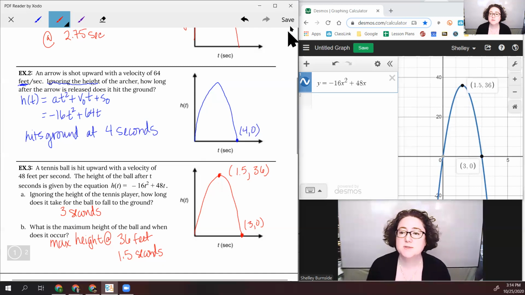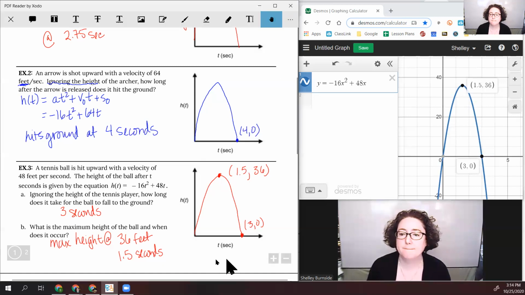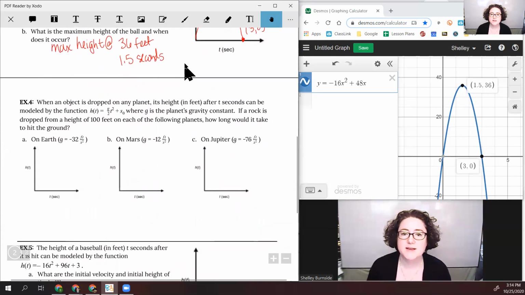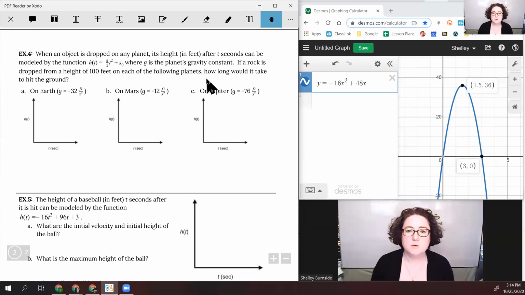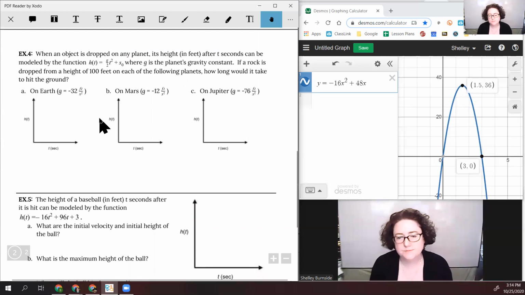Alrighty, a few more examples. Let's see where we're at. Okay, so next example. Well, the gravity constant that we've been using is for Earth specifically. So gravity on Earth is considered negative 32 feet per second squared. And that should be an S in the denominator instead of an X. But that's okay.